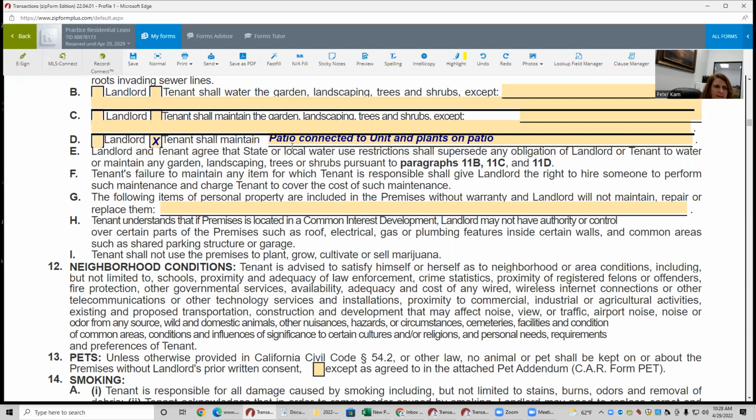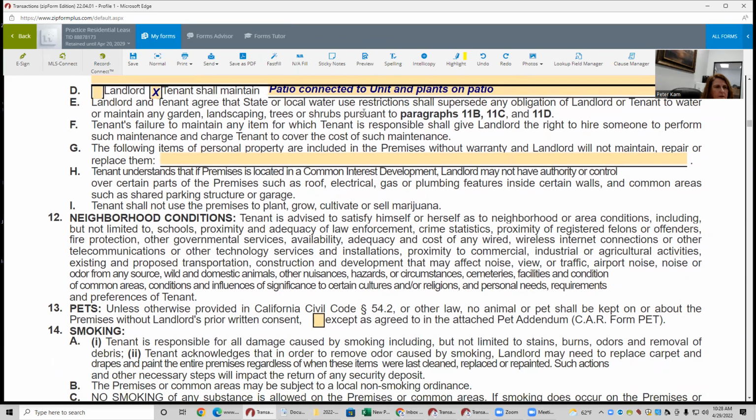Okay, so you could place something like that there. And then the landlord and tenant, because we have so many water rules now, agree to abide by the local water use restrictions. Tenant's failure to maintain any item that the tenant is responsible for gives the landlord the right to hire someone to perform that maintenance and to charge the tenant to cover the cost of the maintenance. So these boxes up above become very important, that you check whatever fits that particular unit.